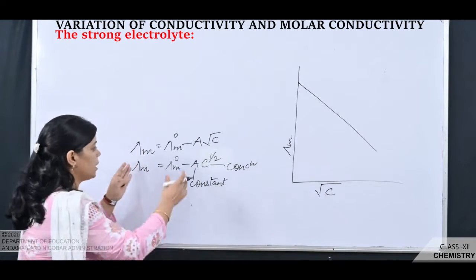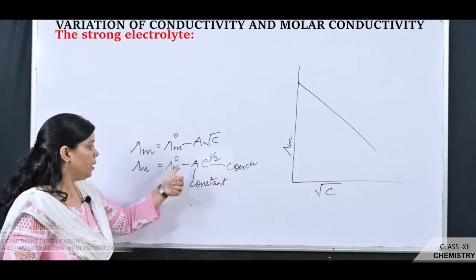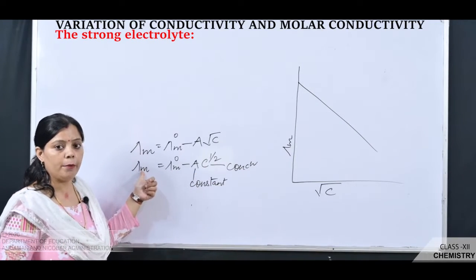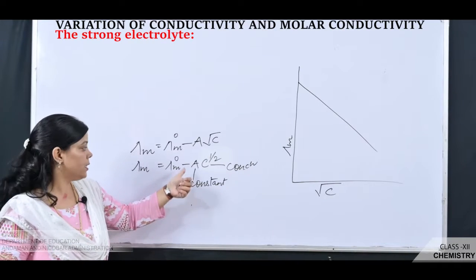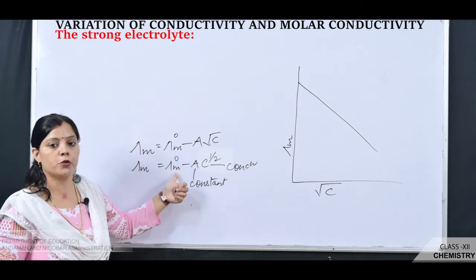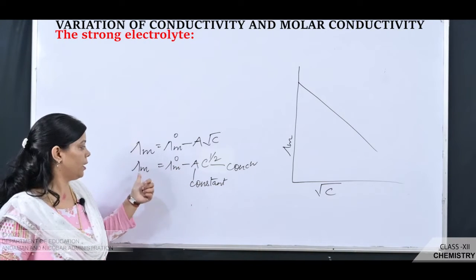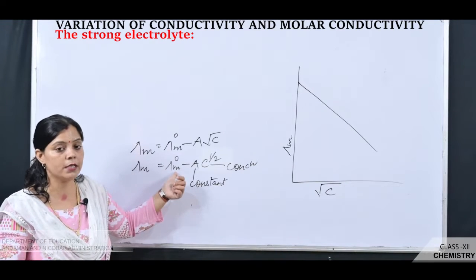So students, from this equation it is clear that as C approaches 0, the molar conductivity becomes equal to the value of the limiting molar conductivity. Since as C approaches 0, kappa m approaches kappa m naught, that is the molar conductivity approaches the limiting molar conductivity when the concentration is 0.